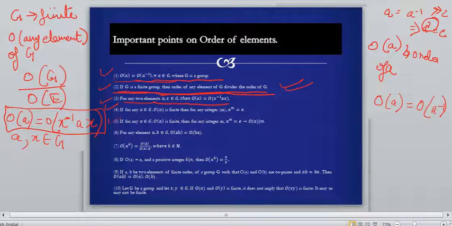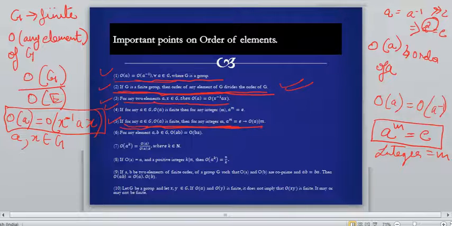Moving on to our fifth point. The fifth point says for any element A that belongs to G, if the order of A is finite, then for any integer m, A to the power m is equal to e implies that the order of A divides m. So A to the power m will be equal to e for any integer m, but the element has to belong to G and the order of A will be finite. Alright, moving on to our next part.